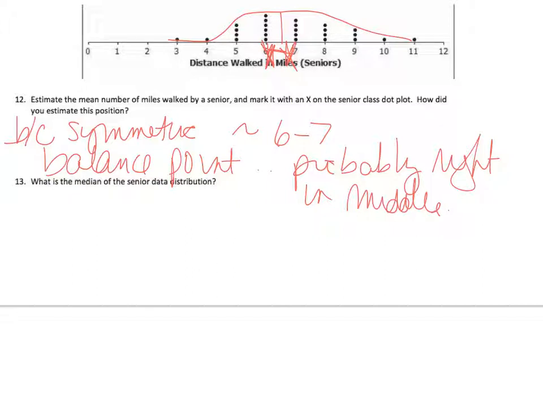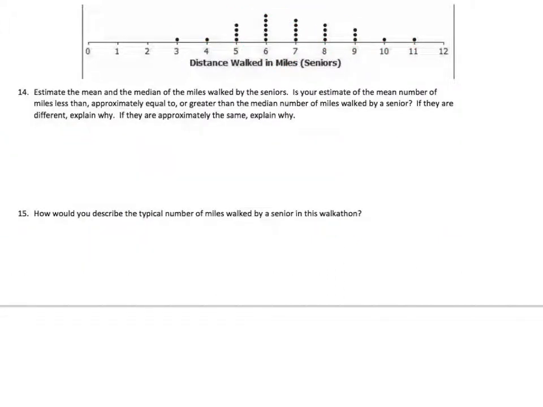Cool. What is the median of the senior class distribution? So if you count off each one, 1, 2, 3, and so on. Yep, 7. The median is 7. Cool? Let's see what the next question says.